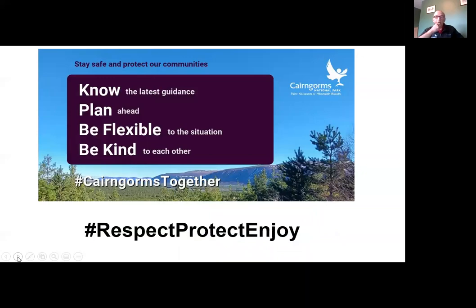The Cairngorms Business Partnership and ourselves did a tremendous amount of work on positive communication. And last year we released Cairngorms Together, which was very much, I think, celebrating the previous slide, that we are all in this together. It's nearly half our economy. And we were asking people to know the latest guidance, to plan ahead, and building on what Edward said about being flexible, not going to the hotspots. We've now continued that Cairngorms Together and joined it to the national Respect, Protect and Enjoy.